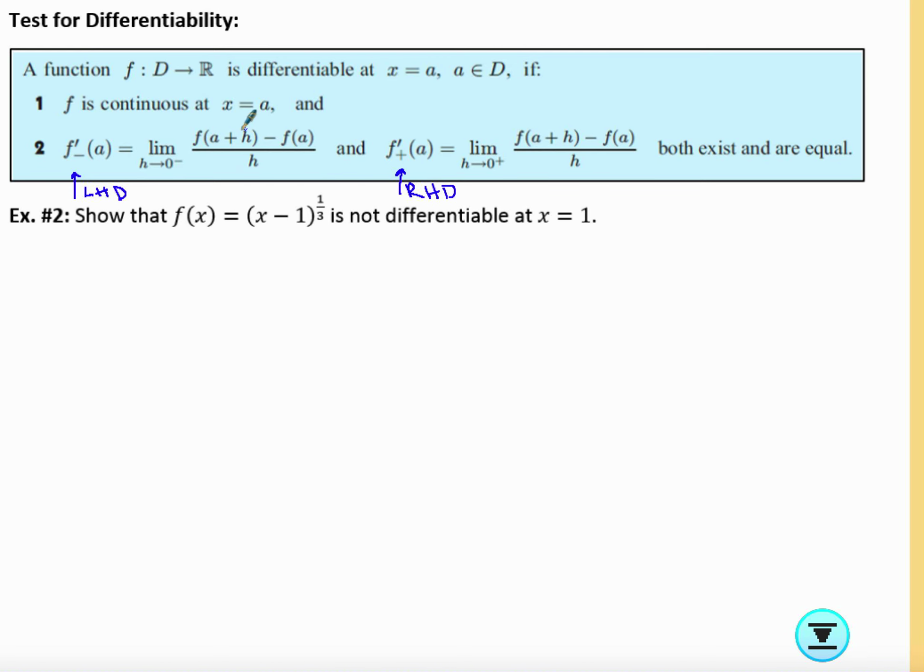Both of these derivatives have to exist, and they have to be equal. So not only do they have to exist, they have to be equal. With that x to the 1/3 problem on the last page, the derivative didn't exist at x equal to 0 because it was a vertical line, and a vertical line has a slope that does not exist.